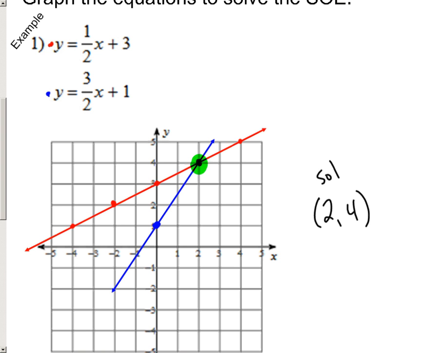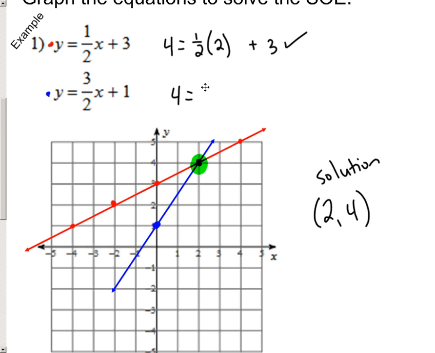And just to prove that it's going to solve both of these equations, because that's what a solution does, it makes both of the equations true, let's plug this into the equations and see if it's correct. 4 is the y value, so that's where that's going. And then 1/2 times x, x is 2. And then it says plus 3. Well, 1/2 times 2 is 1, and 1 plus 3 is 4. So that one's true. And now let's plug this one in.